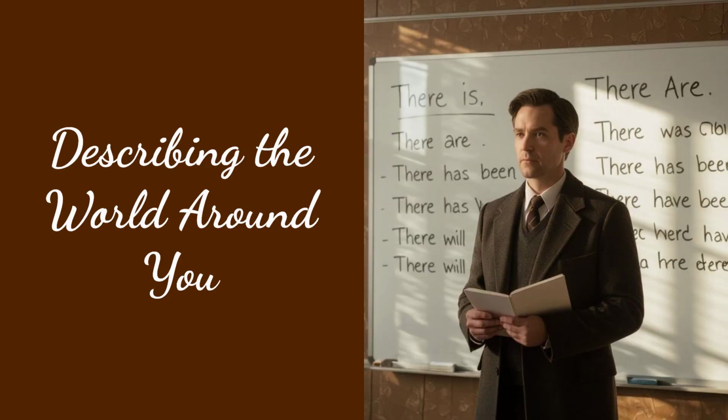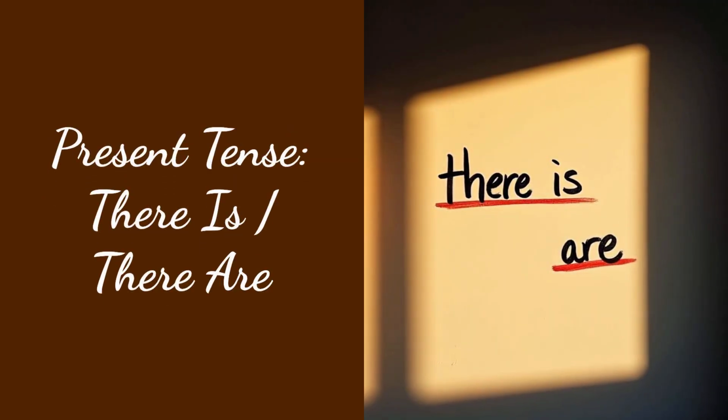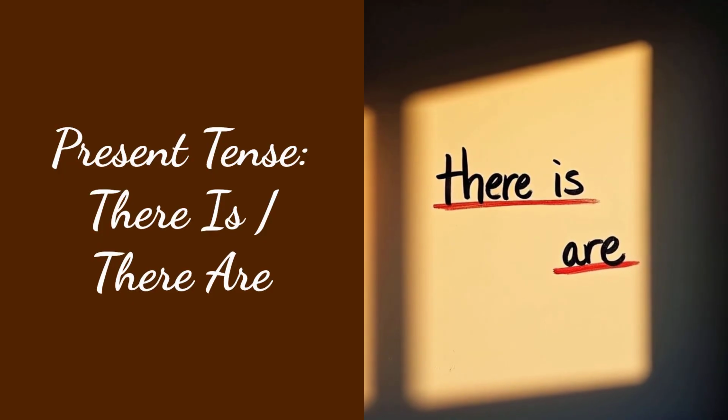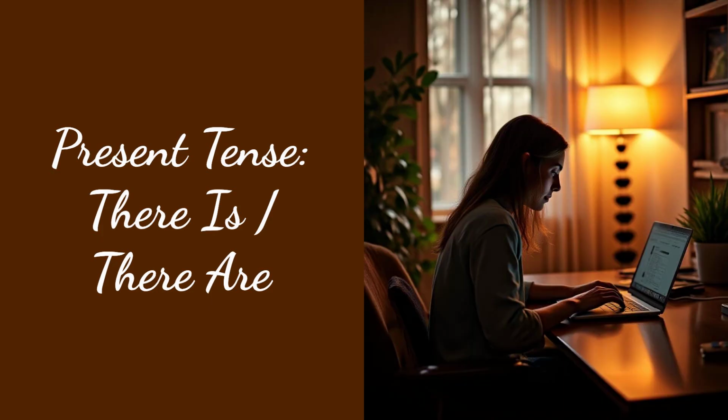We'll cover there is, there are, there was, there were, there has been, there have been, there will be, there would be, and there would have been. Get ready to see them all clearly laid out. Let's start with the present tense, focusing on there is and there are. We use these to talk about things happening or existing right now.